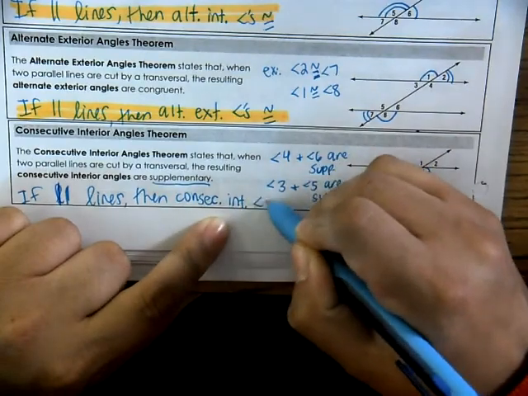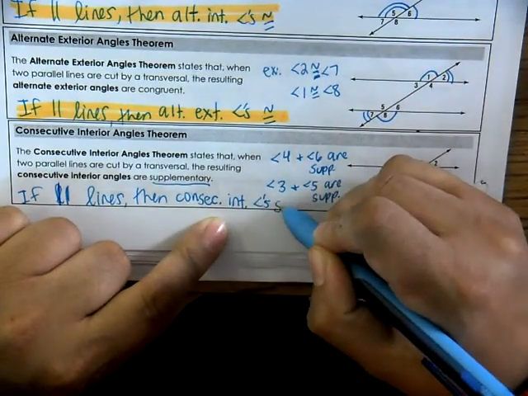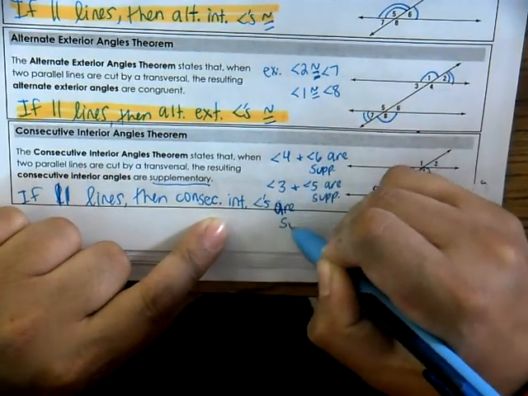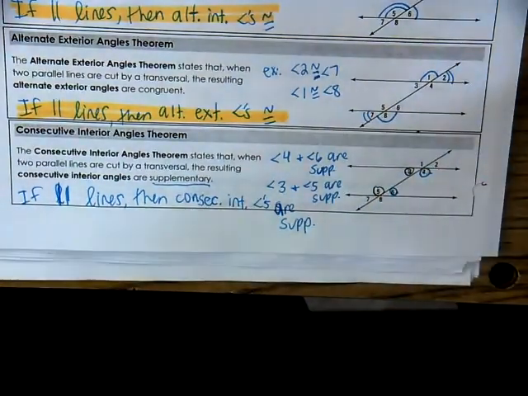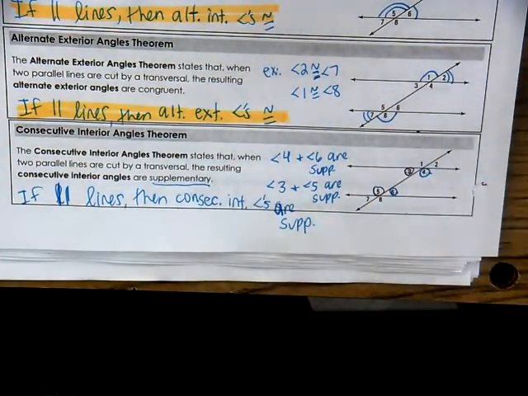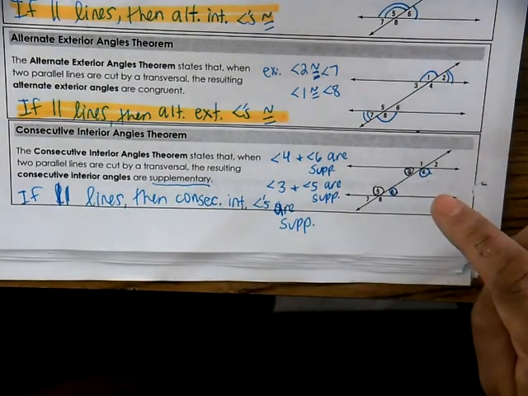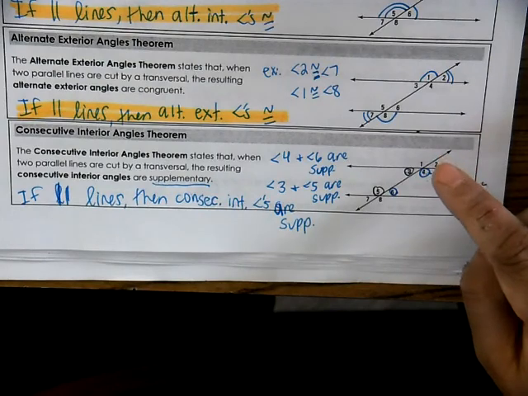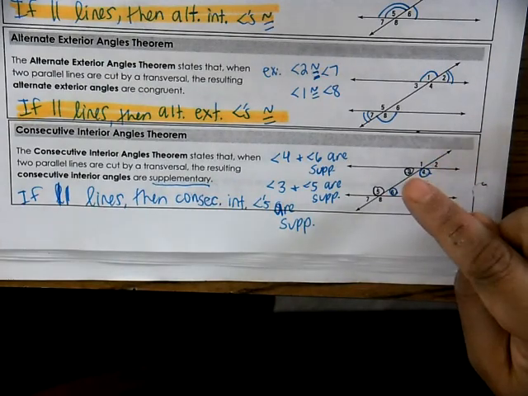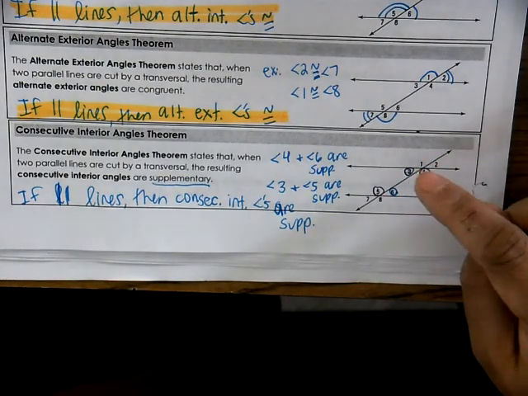Consecutive interior angles are supplementary. But notice again, I did not say they're congruent. Now, if an always, sometimes, never question said, if lines are parallel, then consecutive interior angles are congruent, it sometimes can be congruent.